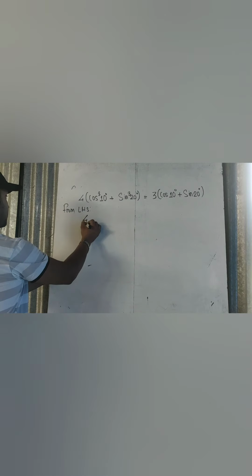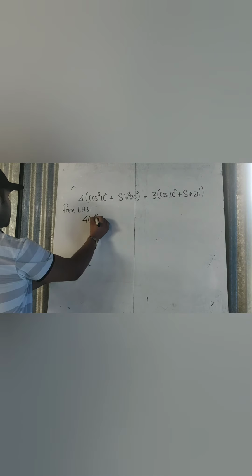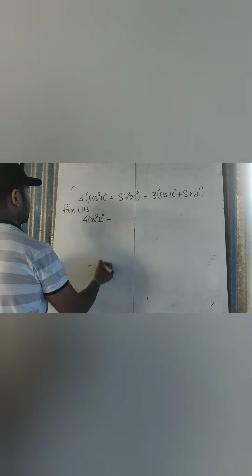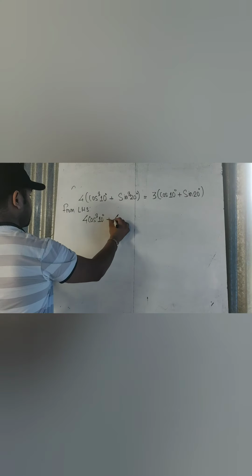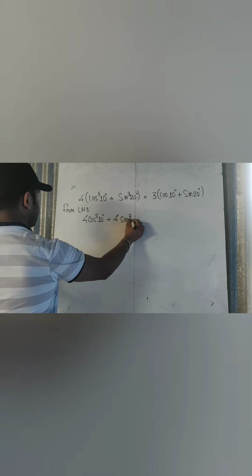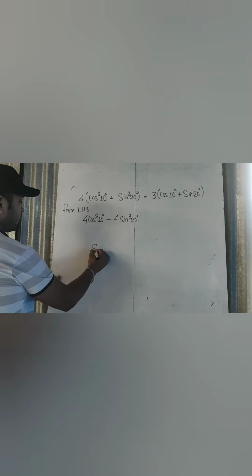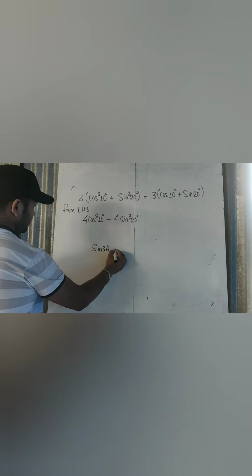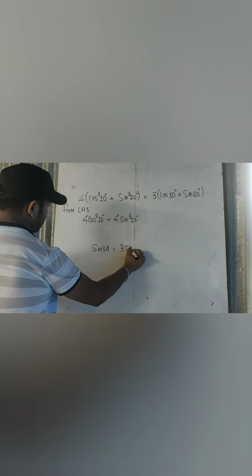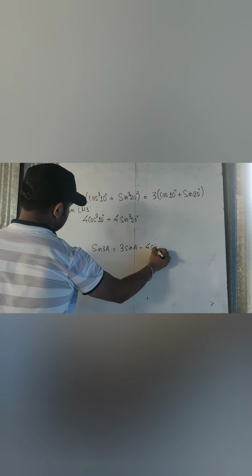Okay, now let's multiply. 4 into cos cube 10 is 4 cos cube 10. 4 into sin cube 20 is 4 sin cube 20. Now we need to use formula very carefully. Now we all know the formula of sin 3a: 3 sin a minus 4 sin cube a.